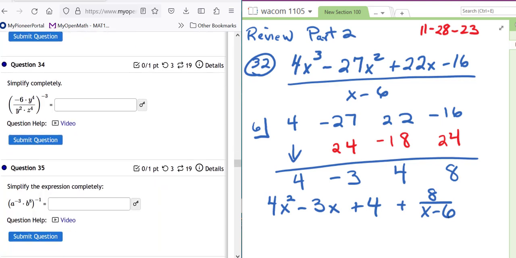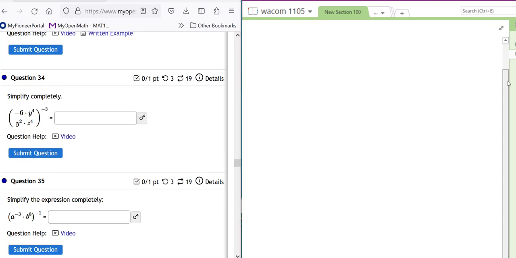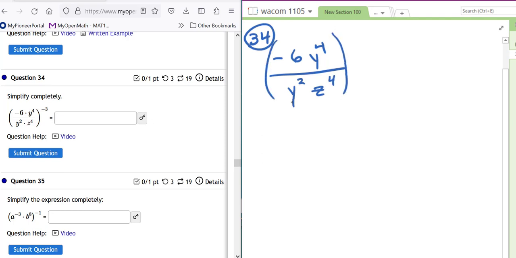So I'm going to go to 34. We're down to the exponent sections. And this is to the -3. So it's going to pull in a few rules, and there are different ways that you can do this problem.